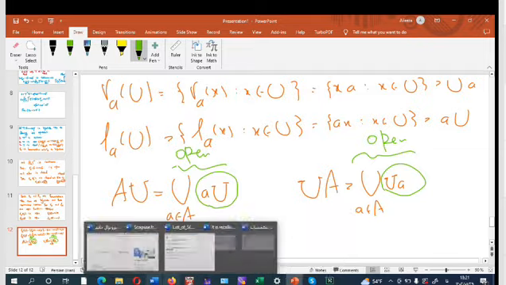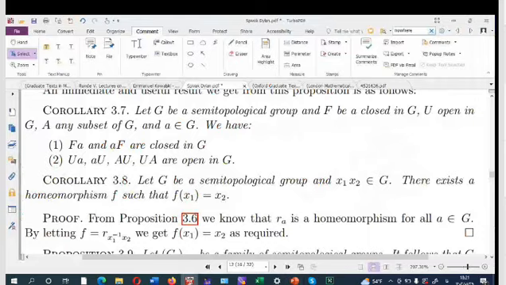And we have this corollary. That is a very, very important corollary. And also we have this corollary: let G be a semi-topological group and X1, X2 belong to G. Then there exists a homeomorphism F such that F of X1 equal to X2.